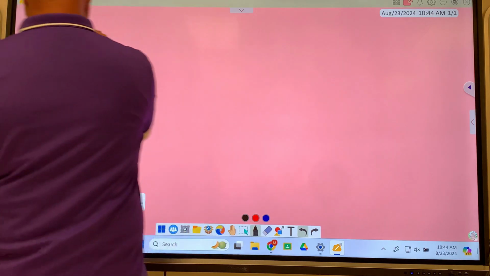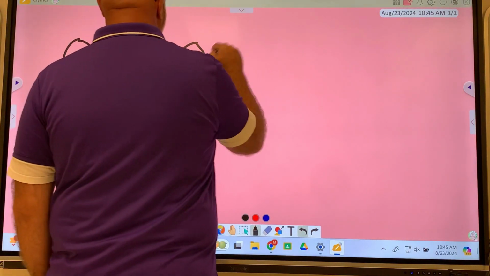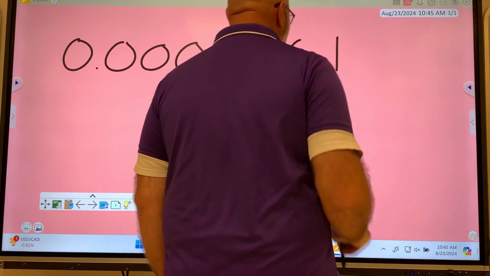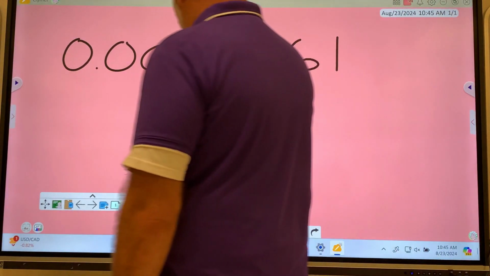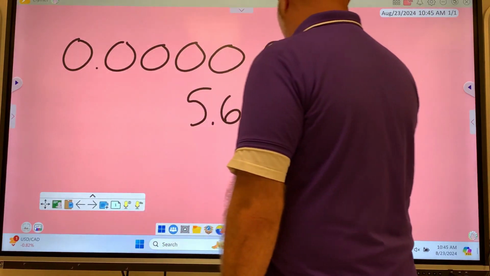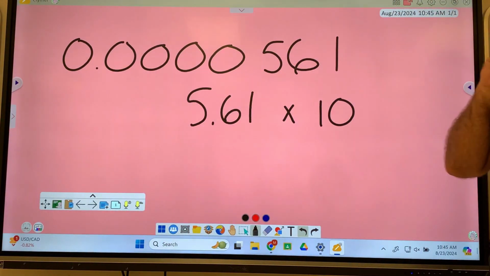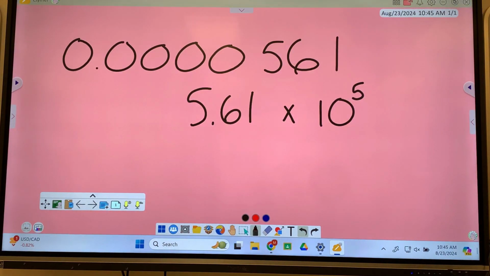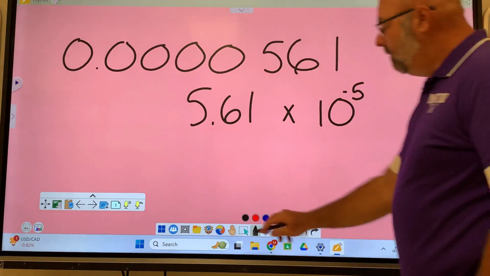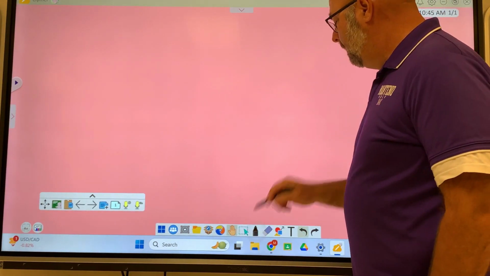Small numbers. Same thing. What's going to be my number format here? 5.61 times 10. How many times do we move the decimal? 5 times. Is it a big number or small number? Small number, negative exponent. And that's really it. Going the other way.